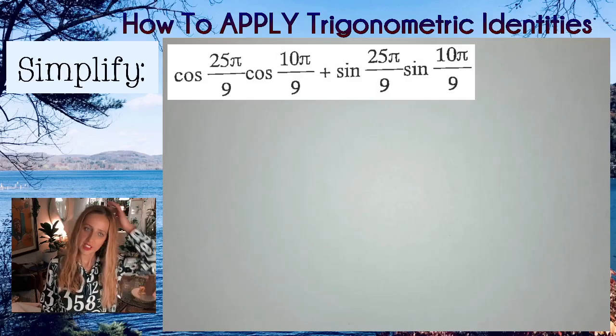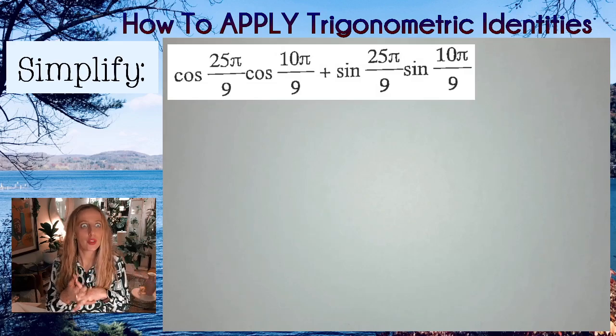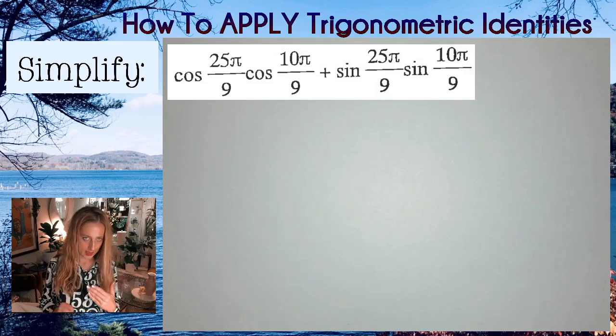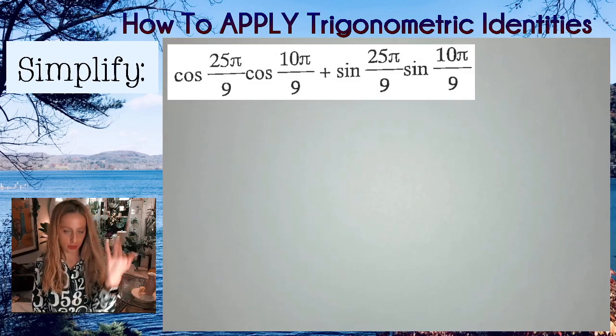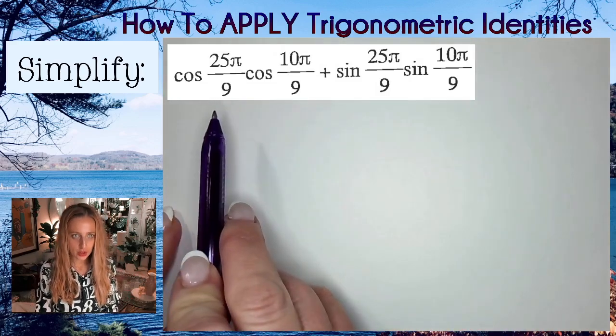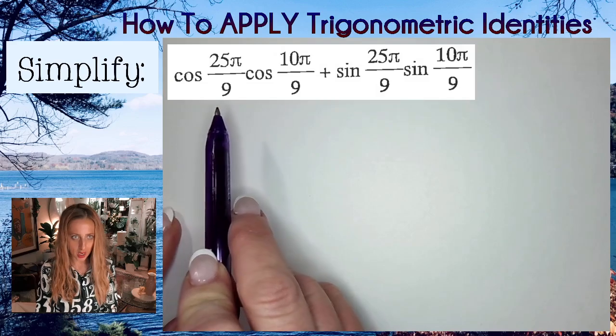Hi everybody, in this video we are going to sort of reverse engineer something that had a trig identity applied to it to make it into something more simple. So let's get into this. On your screen right now you should see a setup happening. I have two different angles. I have 25 pi over 9, there's an angle.